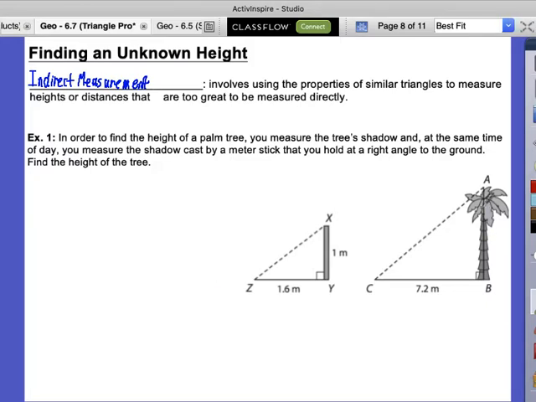You measure the tree's shadow, and at the same time of day, you measure the shadow cast by a meter stick, so it's 1 meter tall, and you hold it at a right angle to the ground. Why is it important that we have it at a right angle to the ground? If it's a different angle, it might cast a different shadow. And what angle would our palm tree be at? A 90-degree angle, right? Your palm tree's at a right angle here.